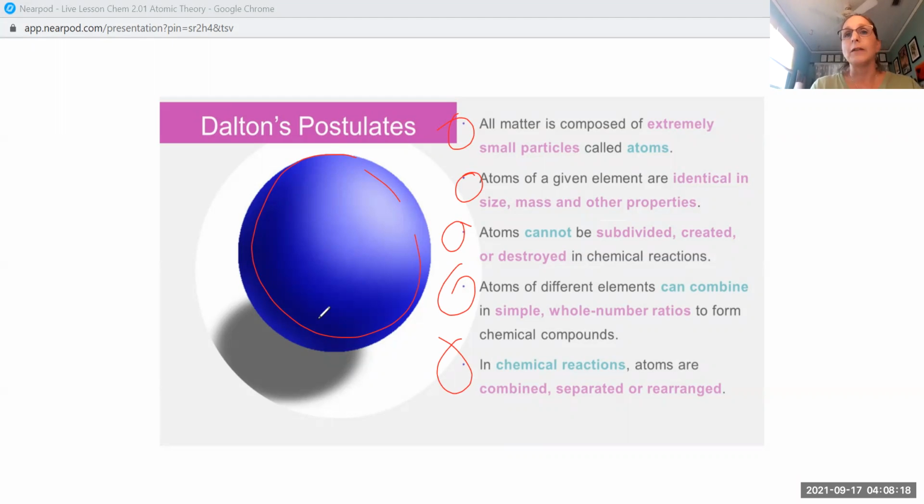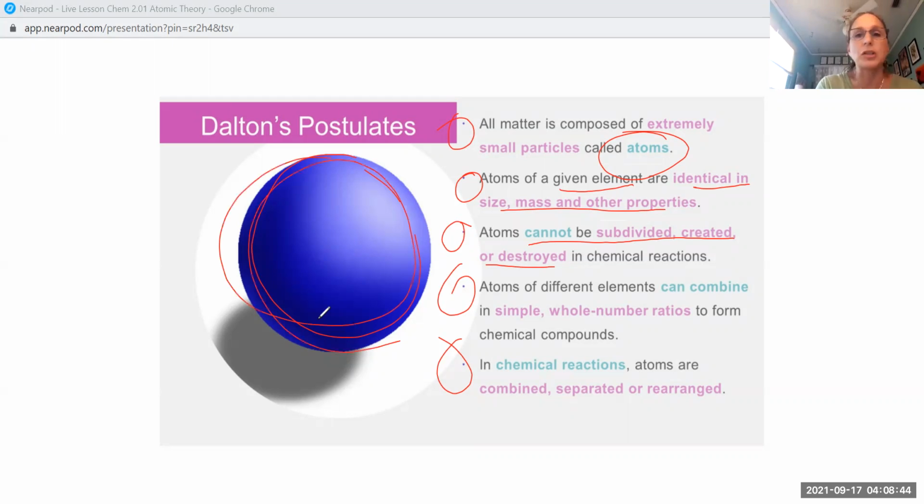These 5 theories are that all matter is made up of atoms. So he's the one who basically said everything is made up of atoms, and that atoms of a given element are identical in size, mass, and properties. So we can figure out one element from another based on its atoms. And then he said atoms cannot be subdivided, created, or destroyed in a chemical reaction. So there is nothing else in them. It's just a sphere, and they can't be created or destroyed. You can't make them, you can't destroy them.